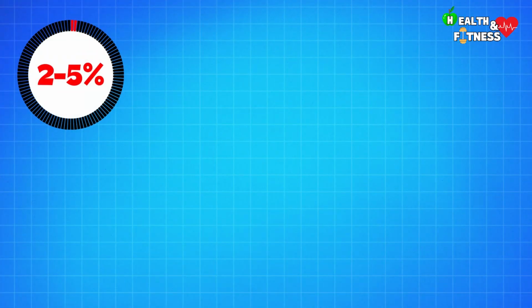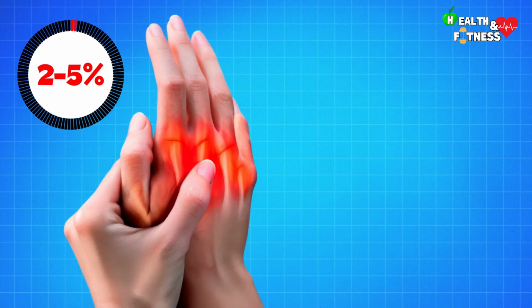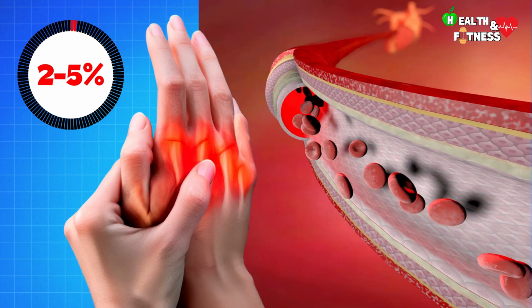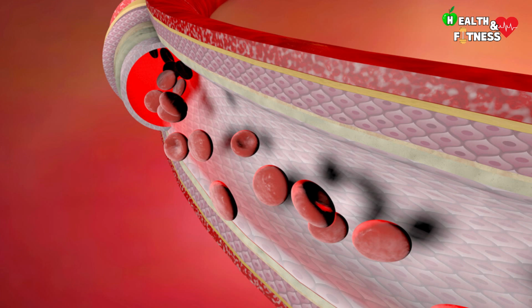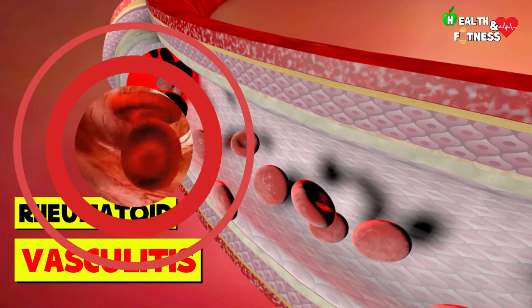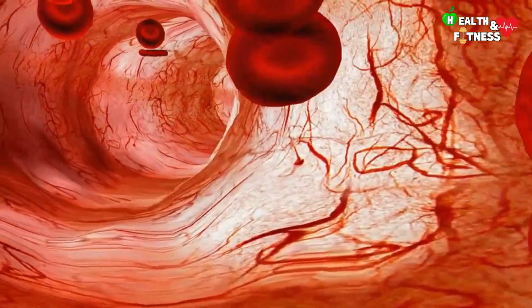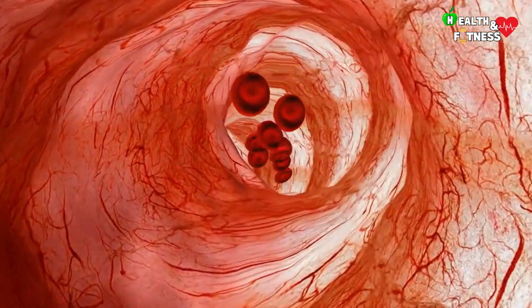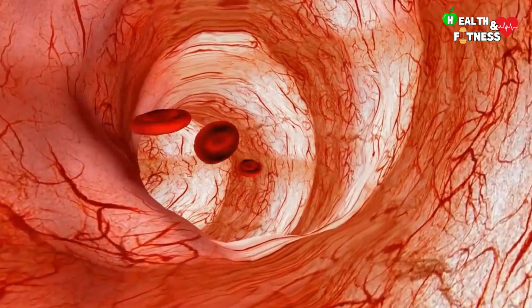In approximately 2 to 5% of rheumatoid arthritis patients, inflammation affects not only the joints of the body, but also the walls of blood vessels, whether arteries, veins, or capillaries. In this case, we talk about rheumatoid vasculitis, which manifests itself with different symptoms and signs depending on the type of blood vessel affected, as well as the extent of damage caused to the affected organ.